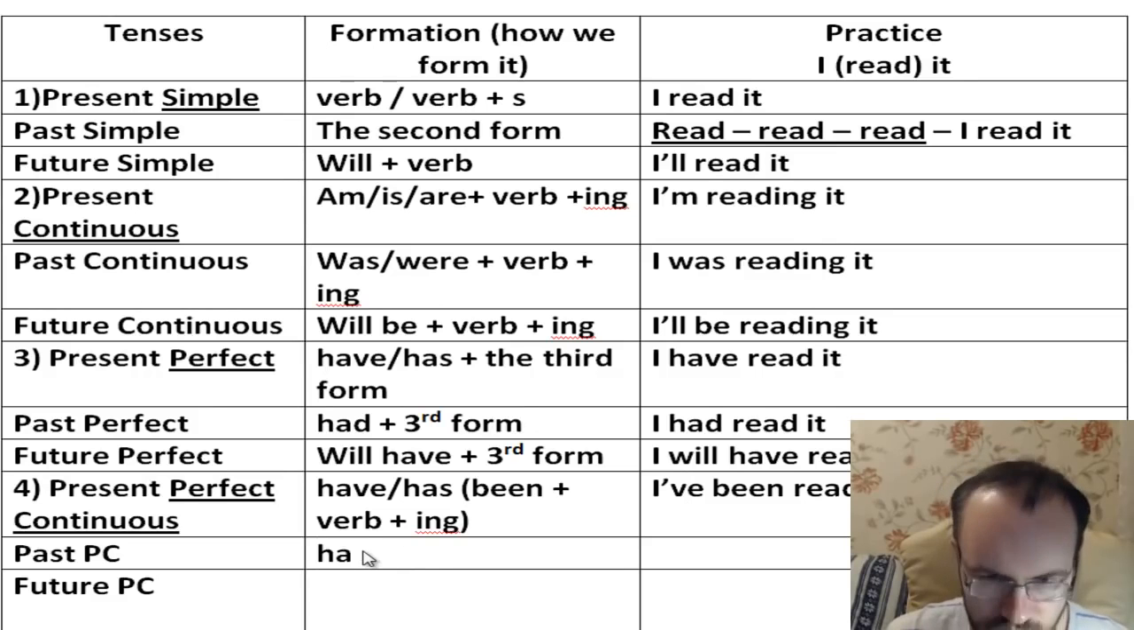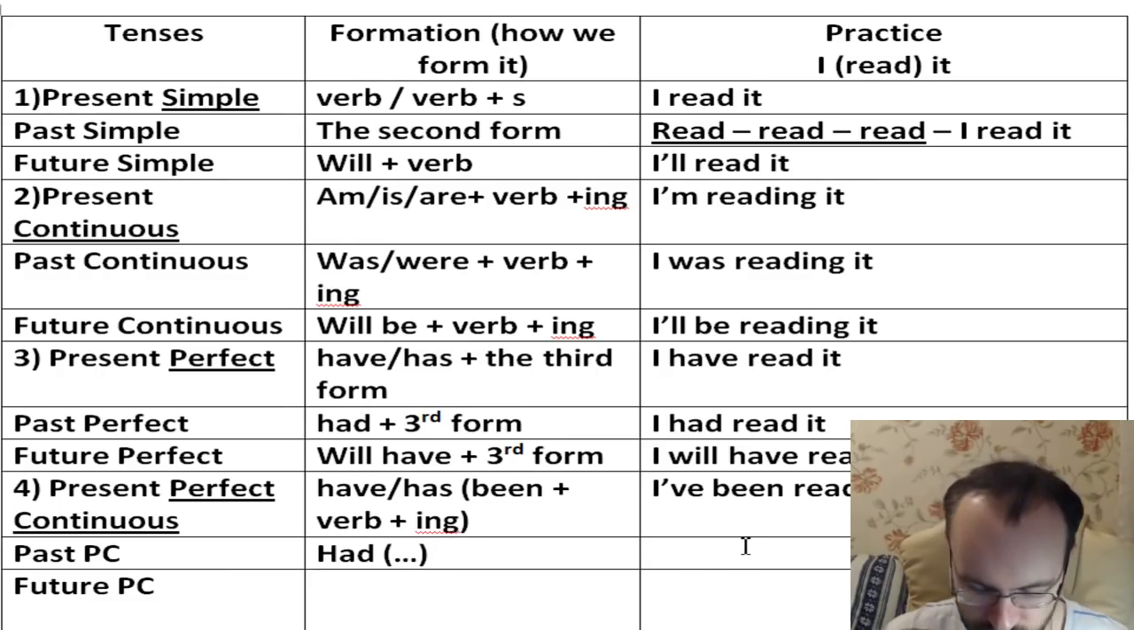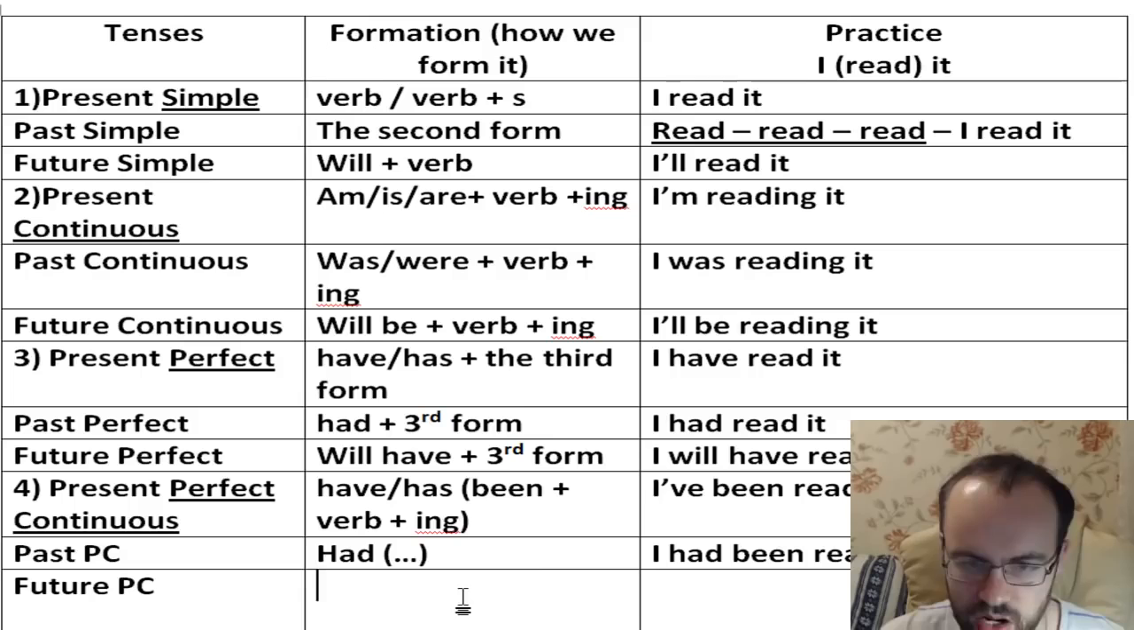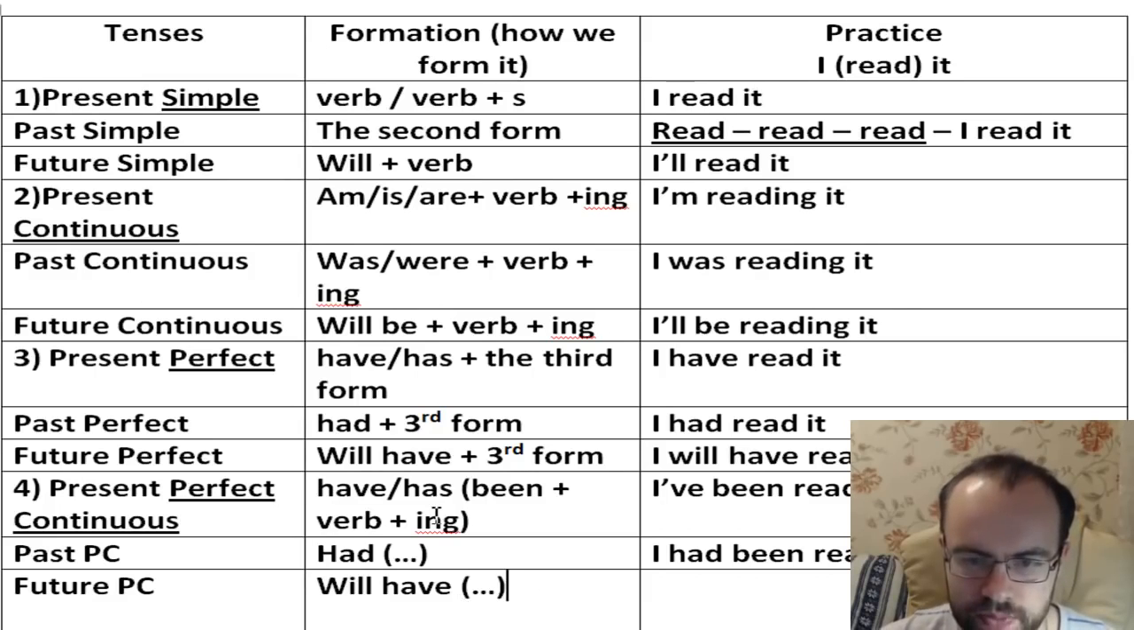Past perfect continuous: had plus what you had in brackets, so plus been plus verb plus ing. So I had been reading it. And you see future perfect continuous, it's will have plus the same thing, been plus verb plus ing.